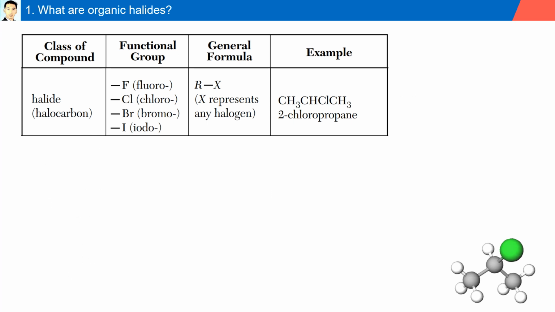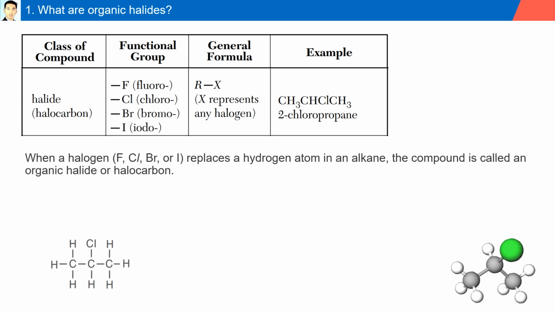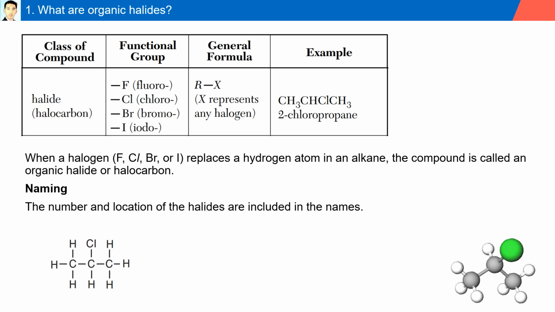What are organic halides? When a halogen, such as fluorine, chlorine, bromine, or iodine, replaces a hydrogen atom in an alkane, the compound is called an organic halide or a halocarbon. When we name these compounds, the number and location of the halides are included in the names. For example, the chlorine is located on the second carbon, so it is named 2-chloropropane.